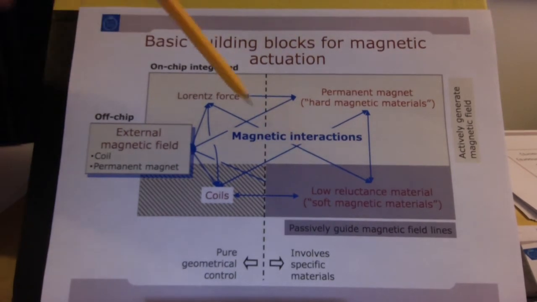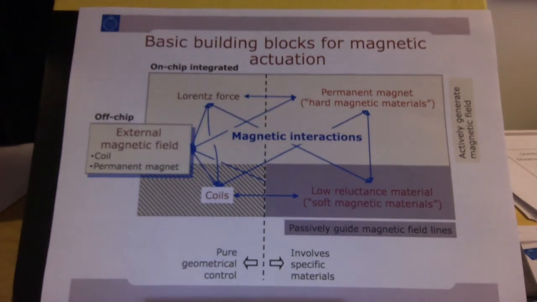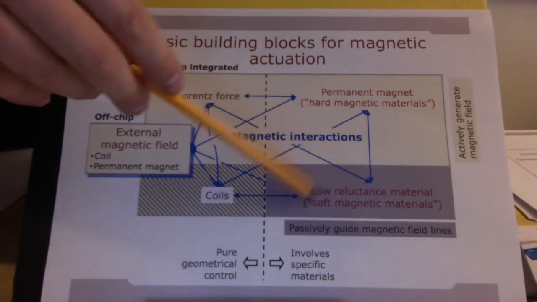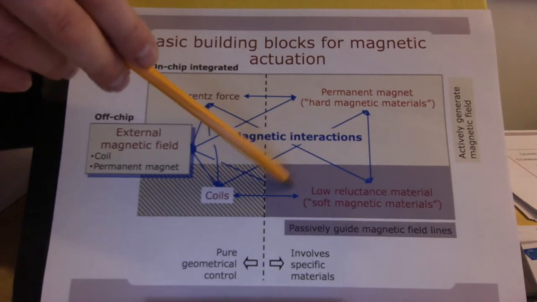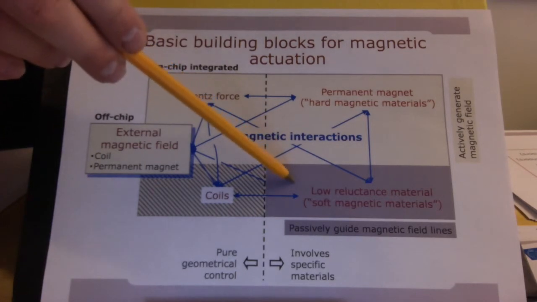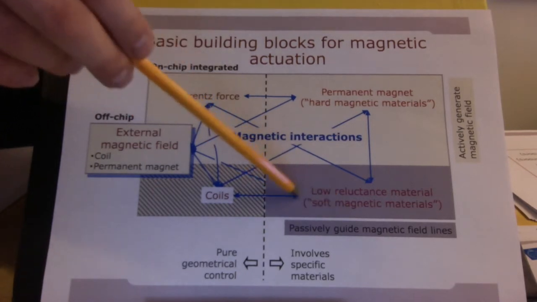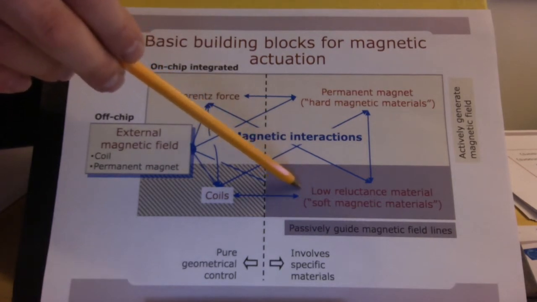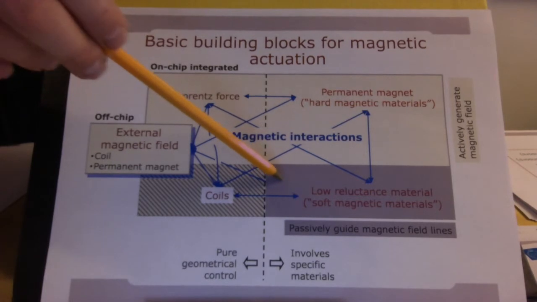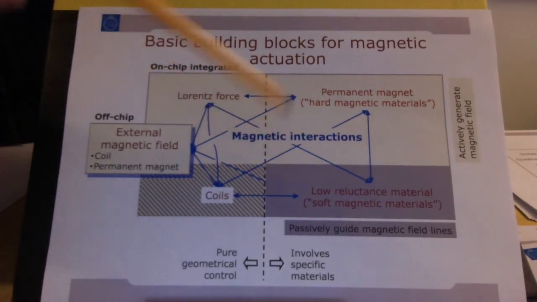The fourth way we can use to do magnetic interaction is using low reluctance materials, which are soft magnetic materials. They're also specific materials. They are materials that conduct magnetic field lines, but are not magnetic themselves per se. So many metals, for example, will be good in guiding magnetic fields. Like, for example, the door of your fridge is not a magnet, but it conducts magnetic fields very well. So therefore, if you put a magnet on it, the magnet will stick to the fridge.